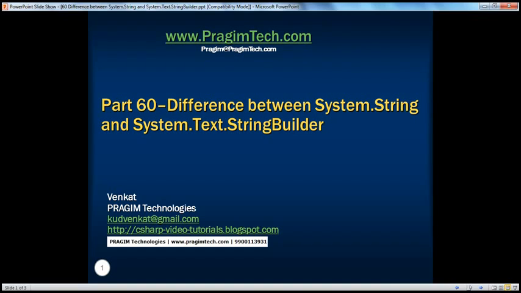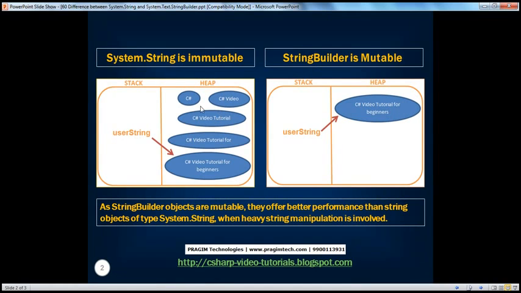In this session, we'll understand the difference between strings of type System.String and System.Text.StringBuilder. In fact, the difference is very simple. Strings of type System.String are immutable, whereas strings of type StringBuilder are mutable. So what do we mean by mutable and immutable? Let's understand with an example, and then we'll understand the advantage of using StringBuilder when heavy string manipulation is involved.